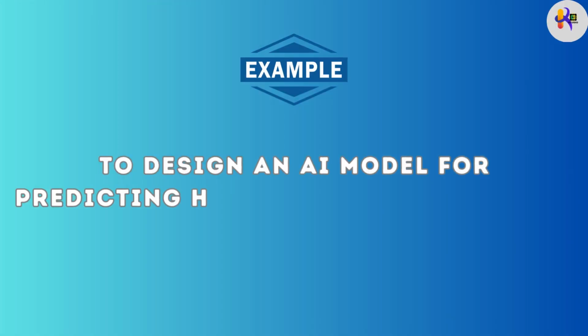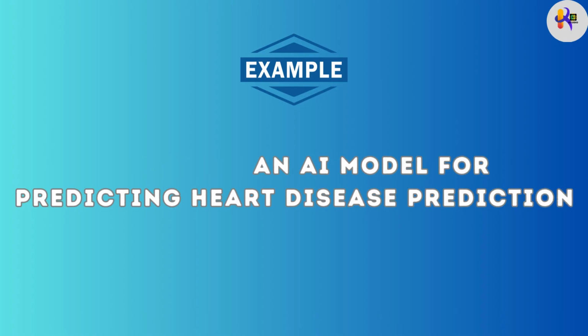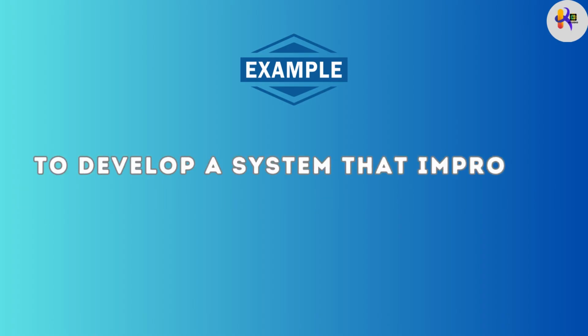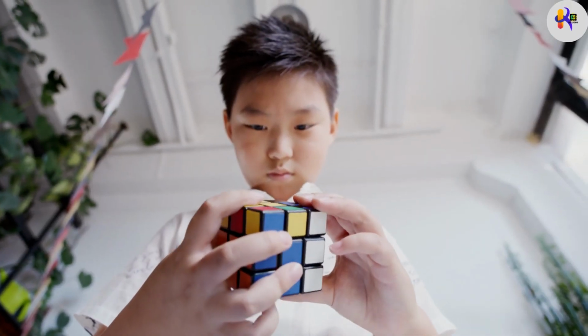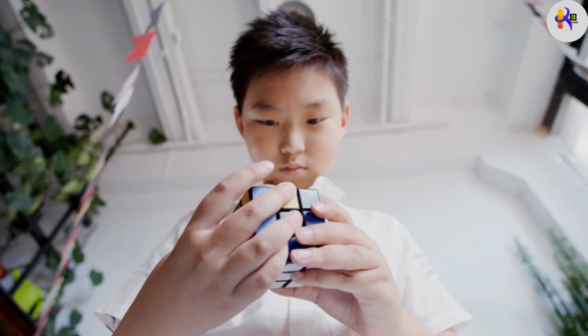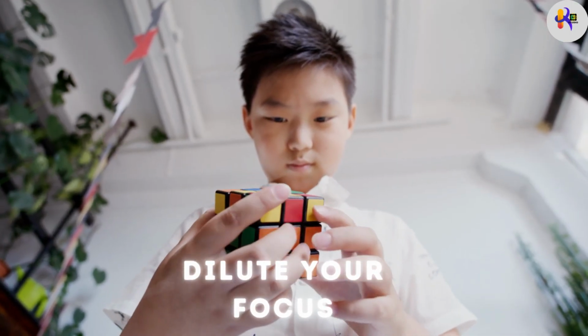For example, to design an AI model for predicting heart disease, or to develop a system that improves efficiency by using the X method. Around 3 to 5 objectives are usually enough. Too many will dilute your focus.